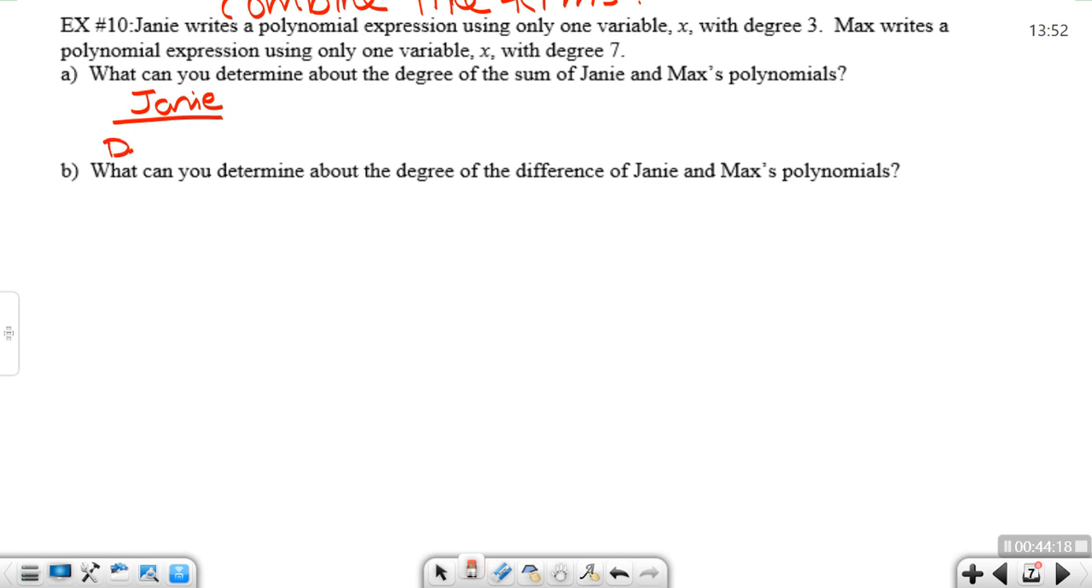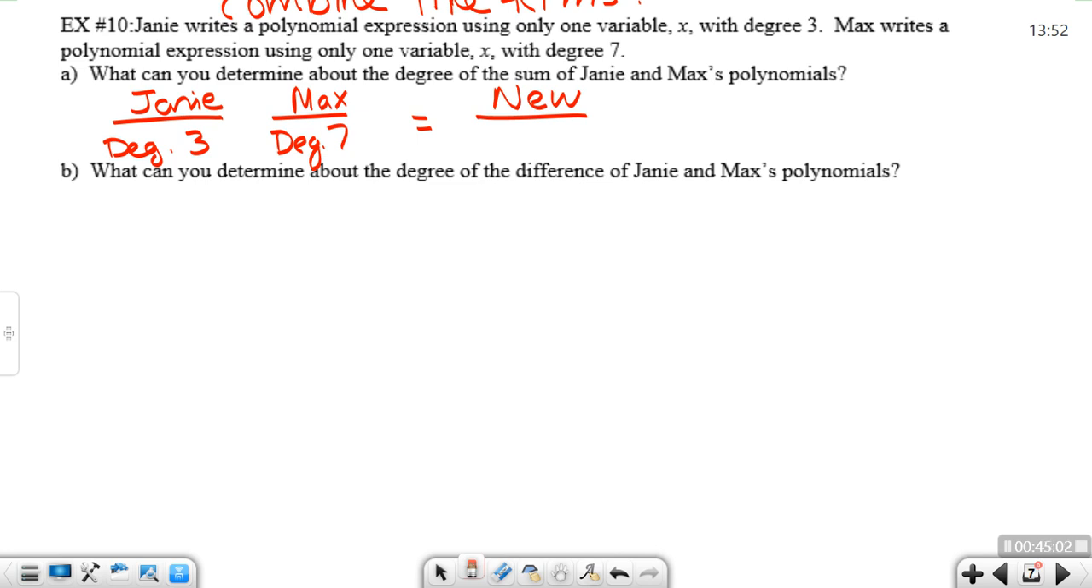So Janie's has degree 3 and Max's has degree 7. Now, if we're going to add these two polynomials together, remember when we add polynomials, we're really just combining like terms. So we want to know what the new degree is for the new polynomial that we would get. Now, a lot of us would be quick to say 10, because a lot of us will say, oh, 7 plus 3, we just add the degrees.